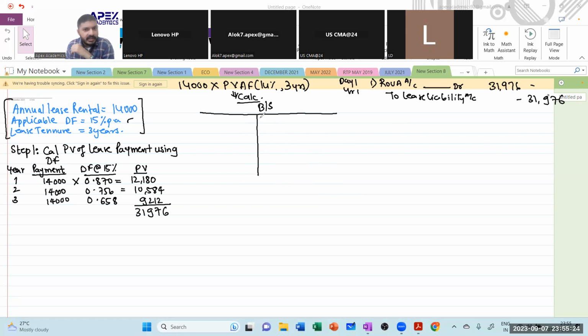Is this your balance sheet? Right of use asset on the asset side, 31,976. Lease liability on the liability side, 31,976. Divya, convinced? I capitalized it for you.